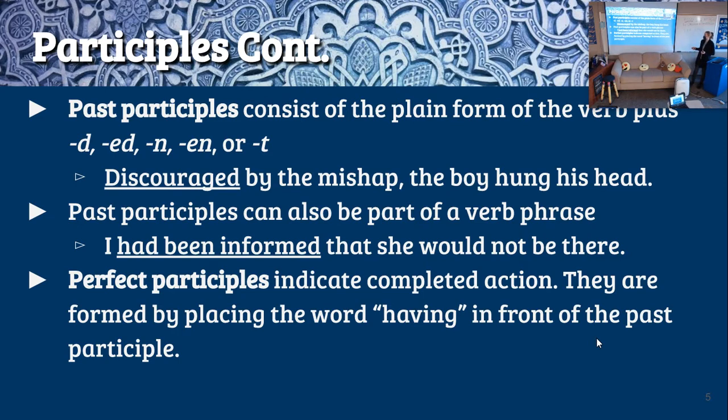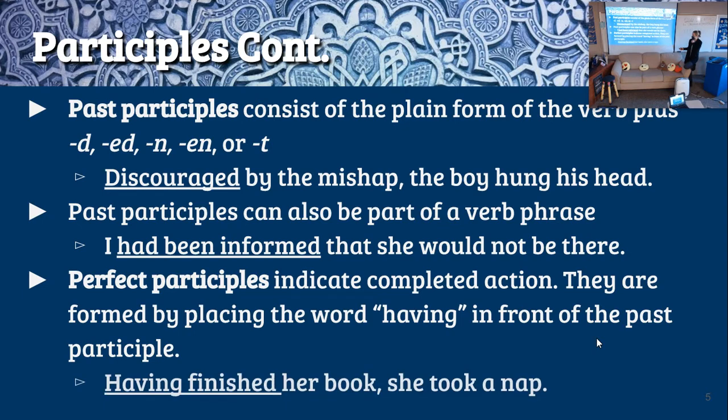Now, the way that we make a perfect participle is we add the word having in front of the past participle. So this is where you have to, again, be really careful. Because remember, participles function as adjectives, but sometimes we confuse having with a helping verb, which it's not. So if you see the word having before a past participle, it's still a participle. It's not part of the verb phrase. So here would be an example of that. Having finished her book, she took a nap. So having finished is the perfect participle.